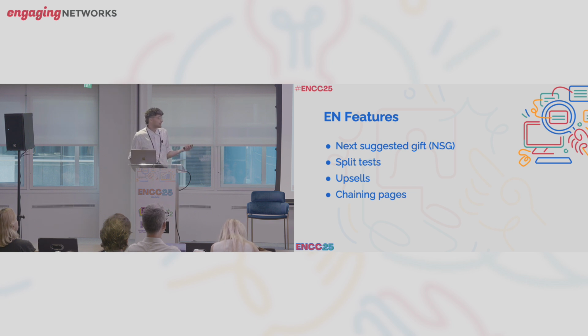Engaging Networks has this out of the box, so it's really easy just to set up a page, duplicate it, make a few changes, and then set up a split test to test which one does better. And we would encourage testing across anything: form copy, the form elements, the daisy chains, anything that you can.